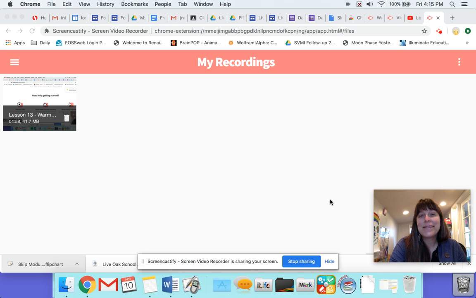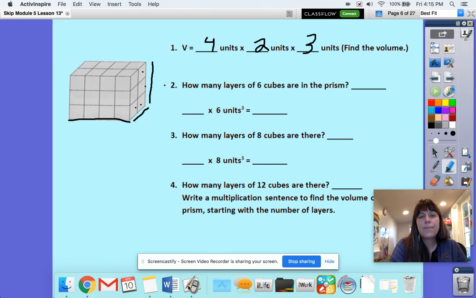Okay, welcome back. This is warm-up number 2. So we're going to go back to what we were doing. How many layers of 6 cubes are in the prism? Okay, so when we talk about layers, we had talked about how you could decompose this in different ways. So the way that we're talking about, you have to count which layer has 6 cubes.